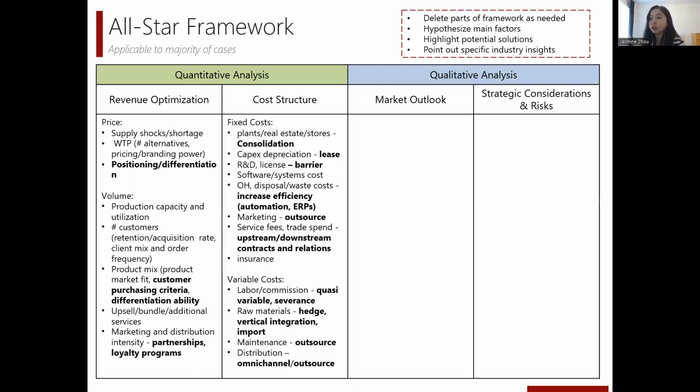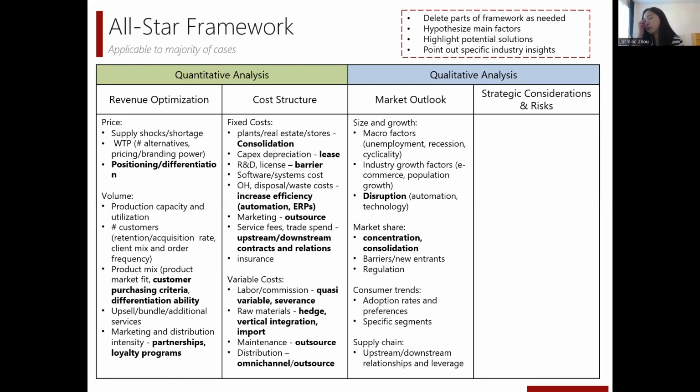If you currently outsource raw materials, maybe you want to do that in-house instead. And then you can also import raw materials at a cheaper price. There's also maintenance costs. Again, outsourcing is a possibility. And then distribution costs. So solutions could be maybe to implement an omni-channel and then again to outsource. So those are all the major variable costs as well.